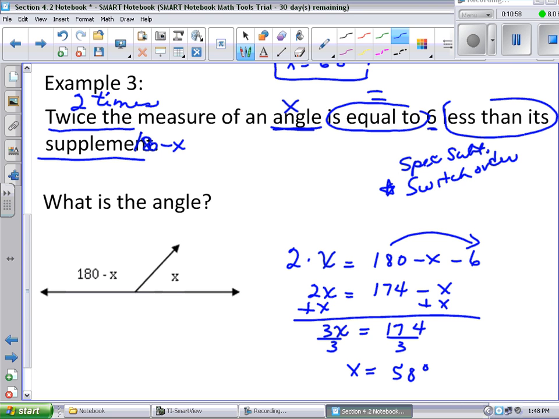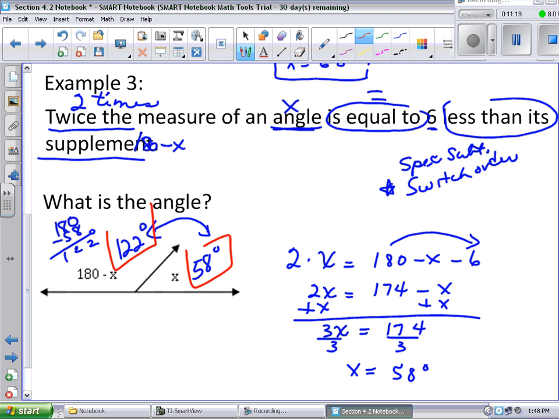So one of the angles is 58 degrees. The other angle is 180 minus 58, which would be 122 degrees. Now, if I have my answer correct, these two angles that I got from my answer should add back up and give us 180. Does 122 and 58 add back up and give us 180? It does. So we have checked it and we know that our answer is correct.